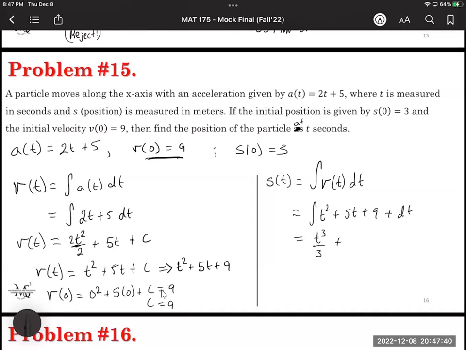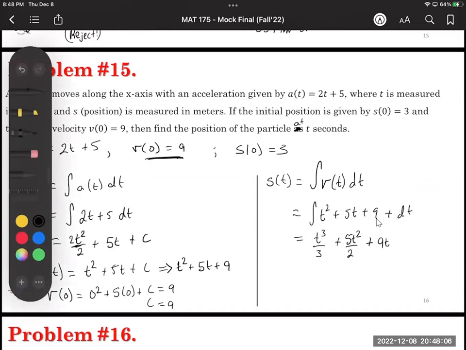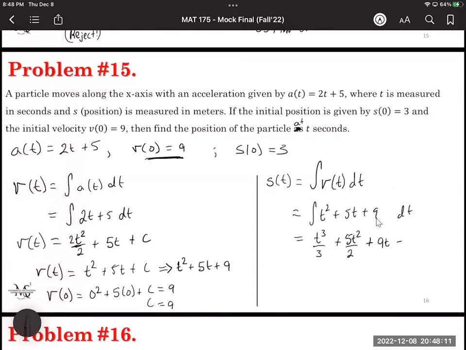Then the antiderivative of 5t is going to be what? You get 5t squared over 2. Antiderivative of 9: 9t. I put plus dt there. I didn't mean to say that. I meant to just say dt. And after the 9t, we have to include our arbitrary constant. So that is our position function.